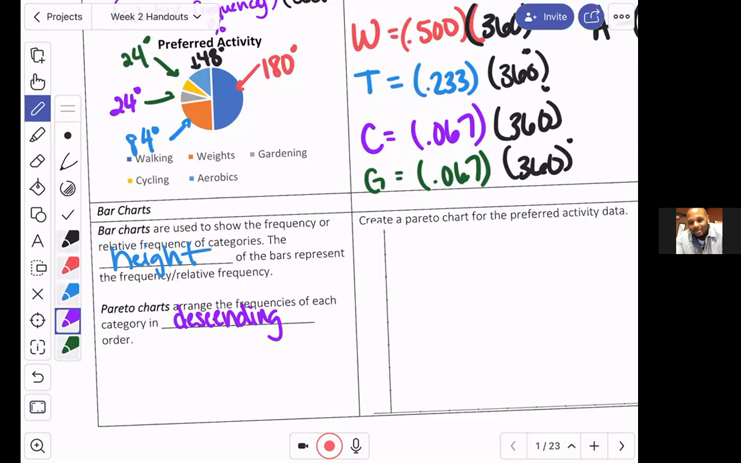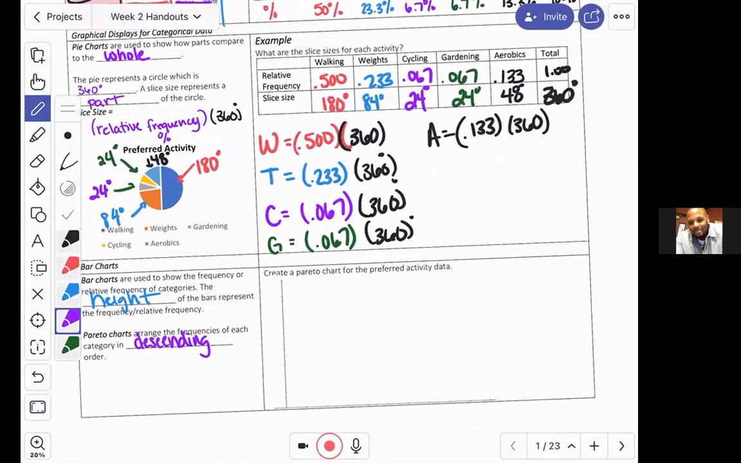So we're going to create a Pareto chart here for what we just did. We can do it through the frequency, or we can do it through the relative frequency. And actually, we're going to try to do it through both. So let's start with the frequency first. I tried to put something on here already. So for this first one, if we want to make a Pareto chart, what category goes first?